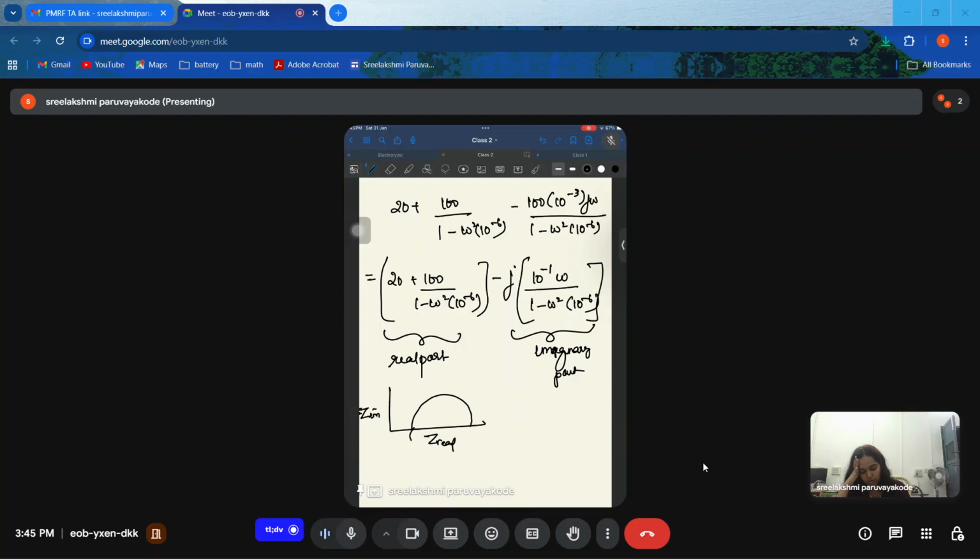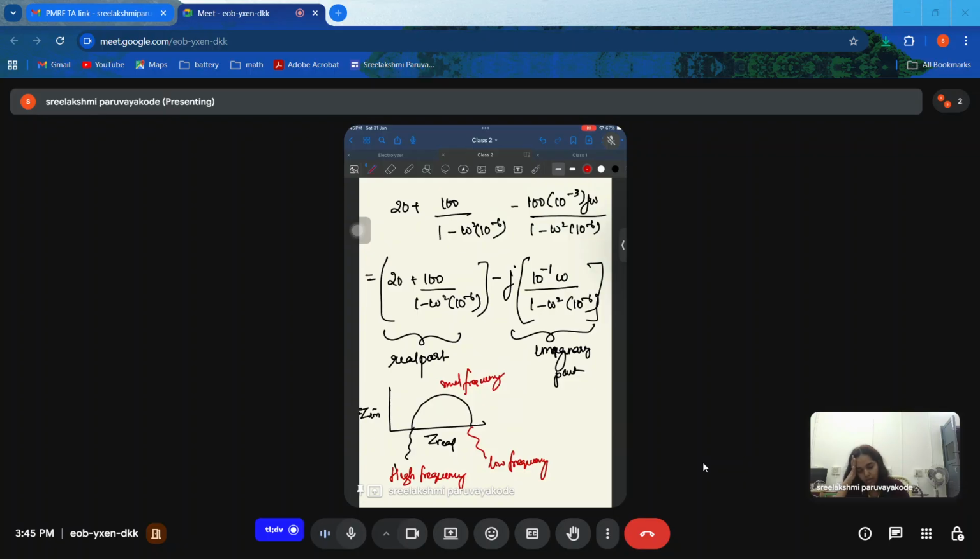So this one corresponds to the high frequency regime, and this one corresponds to low frequency, and this one I can say is a mid frequency region.